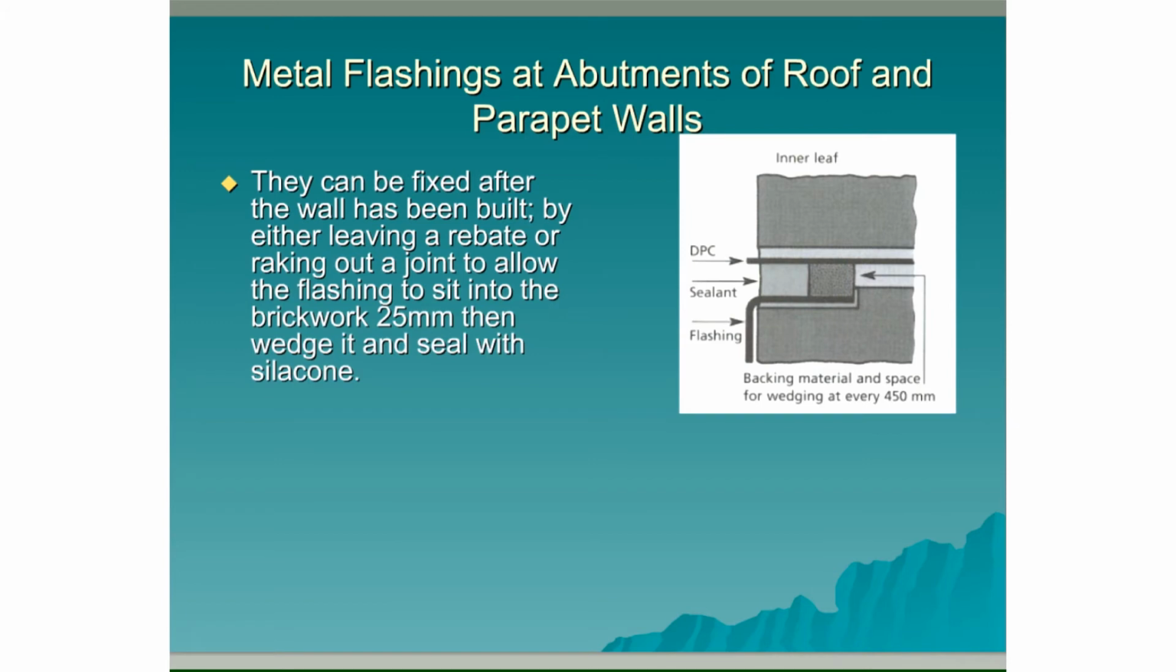They can be fixed after the wall has been built by either leaving a rebate or raking out the joint to allow the flashing to sit in onto the brickwork 25 mm. Then we can wedge it and seal it with silicone, as seen in the picture opposite.